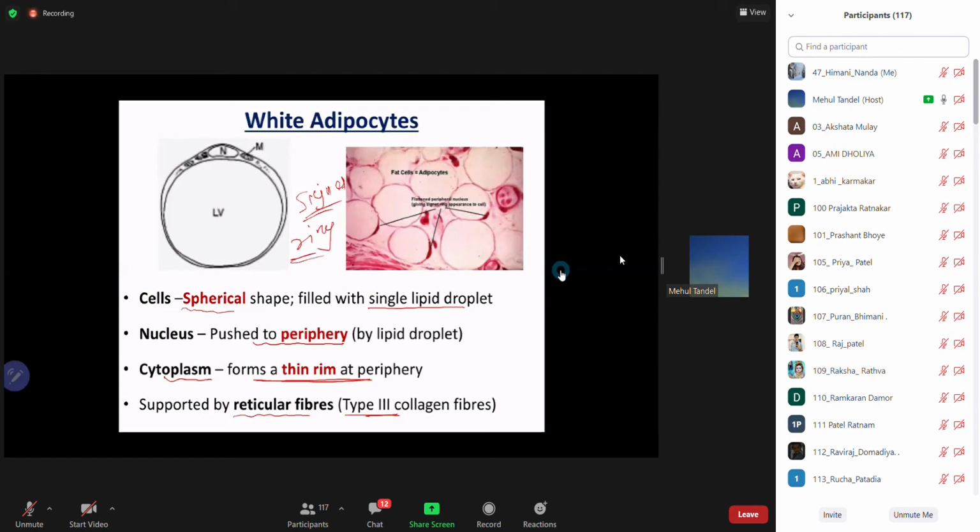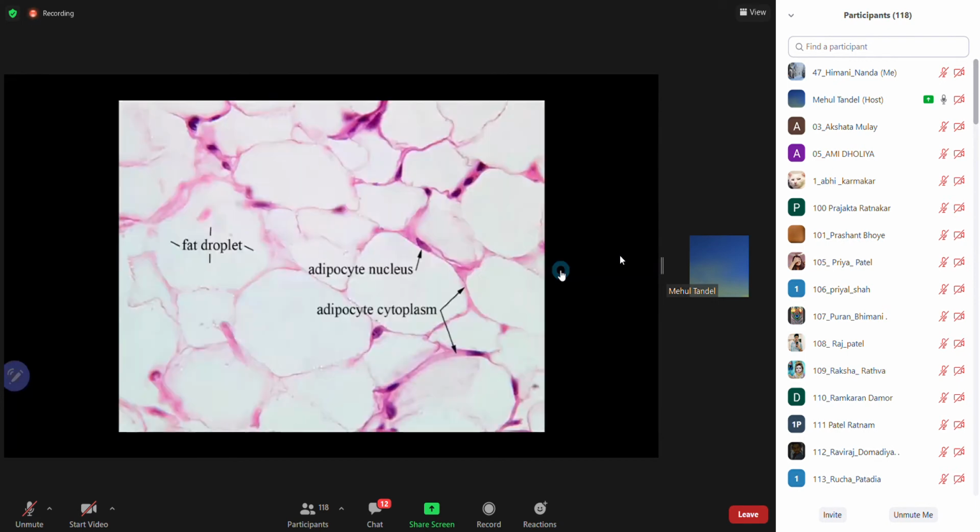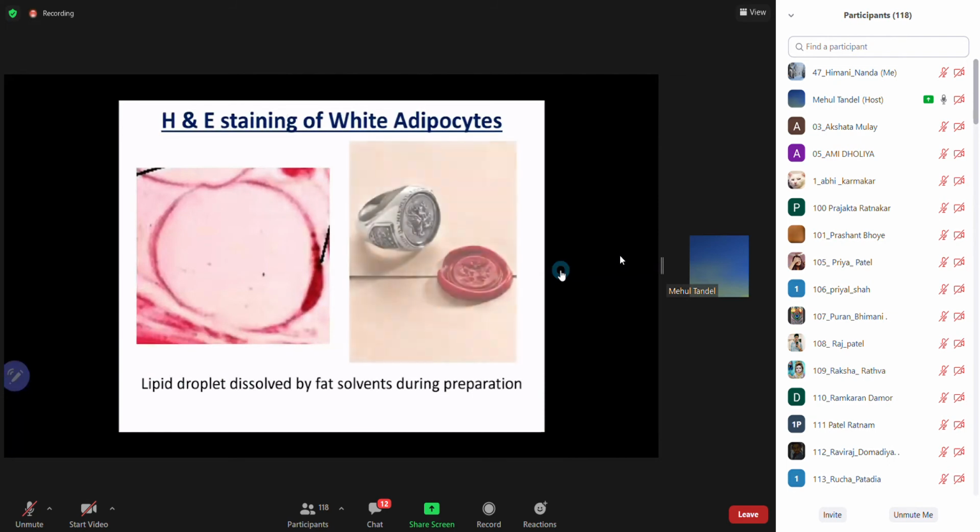Cells are separated by connective tissue septa. Cells are spherical with a peripheral nucleus and a peripheral thin rim of cytoplasm. That is signet ring appearance, an important feature of adipose tissue. Also write the features and location of adipose tissue. You can see the peripheral rim of cytoplasm, nuclei pushed toward the periphery, the capillaries, and this is a lipid droplet. It looks empty. So that is adipose tissue. Same thing we have discussed before.